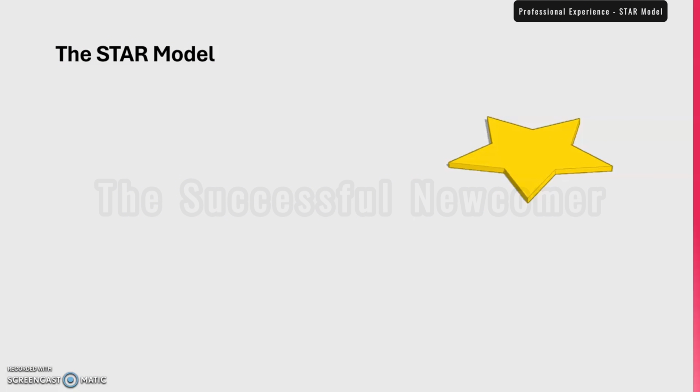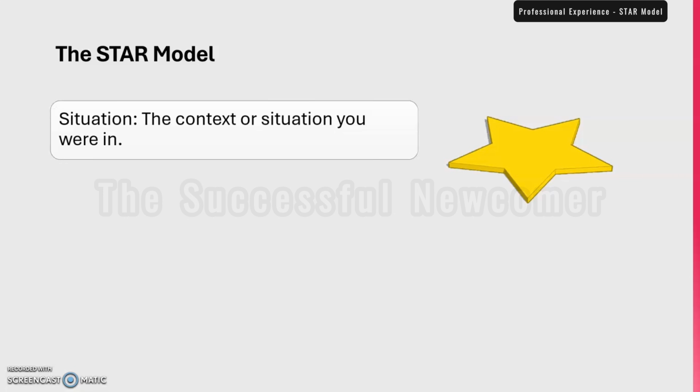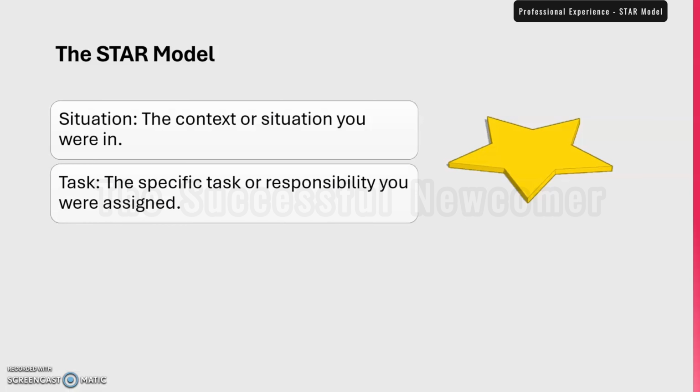So the acronym STAR stands for: the S stands for situation, the T stands for task, the A is the action, and the R is the result. So now the S being the situation is the context or situation you were in, right? And the task is the specific thing, the specific responsibility you were assigned as a member of the organization.